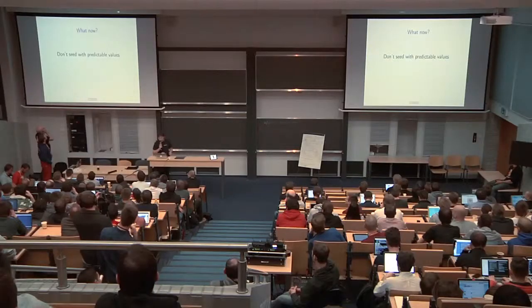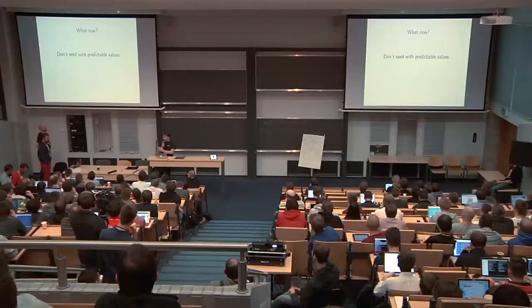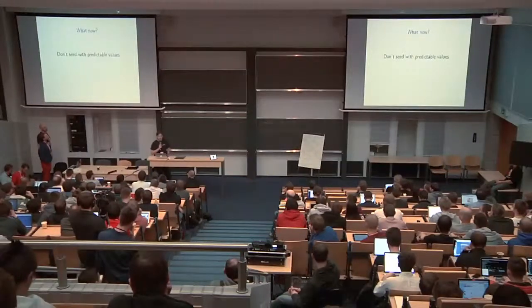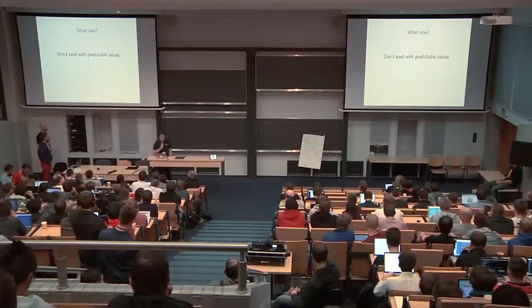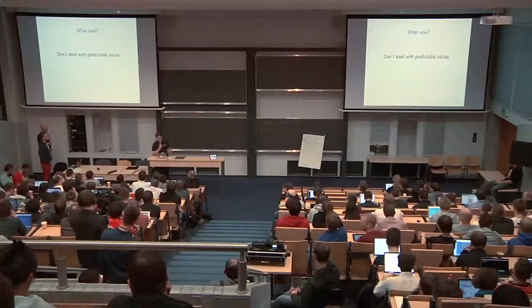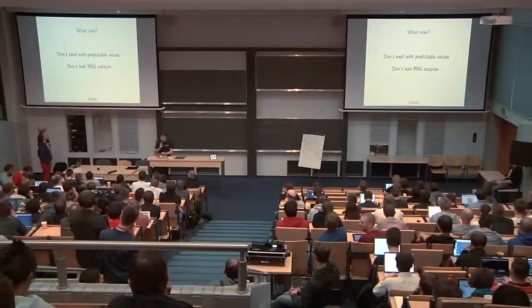So what now? That doesn't happen here, but it's really nice to mention it anyway. Don't seed random number generators with predictable numbers like the current time. It's generally a bad idea. Don't leak random number generator outputs. Also a bad idea, as we can see here. And use secure random for serious work.